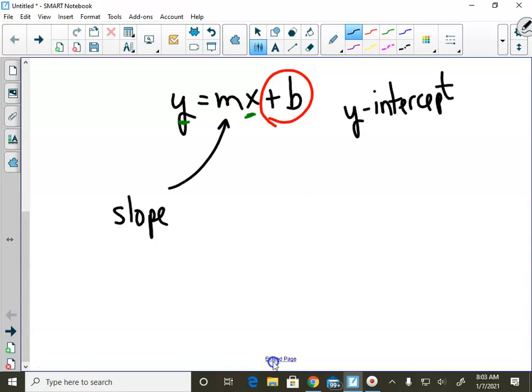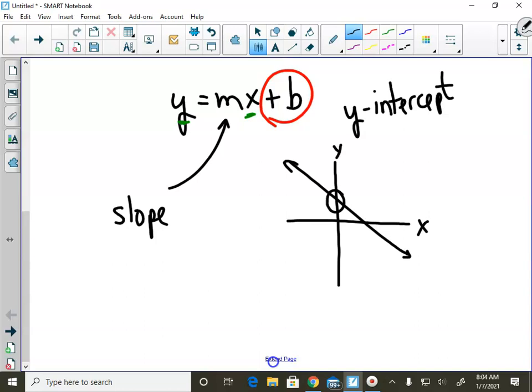Now, the y-intercept, pretty simply, is the point on the y-axis where your line crosses the y-axis. So, just a quick sketch. If you have a line that looks something like this, okay, this is your y-intercept. Again, just the y-coordinate, because the x-coordinate there is going to be 0, right? Anytime you're on the y-axis, your x-coordinate is 0.